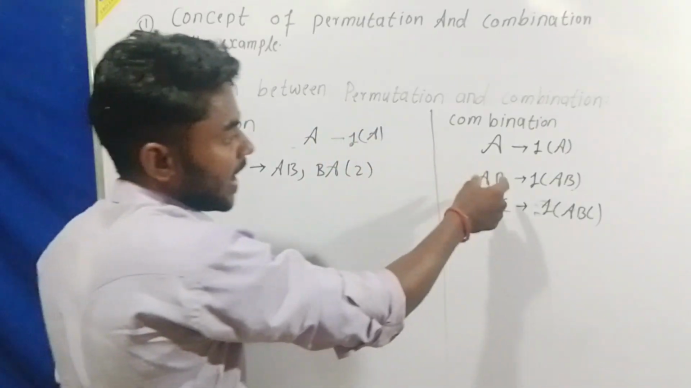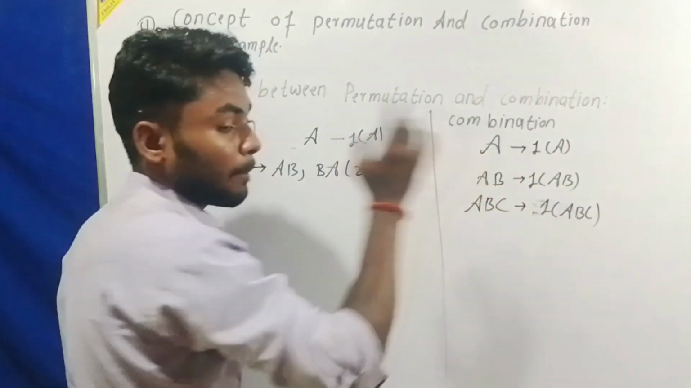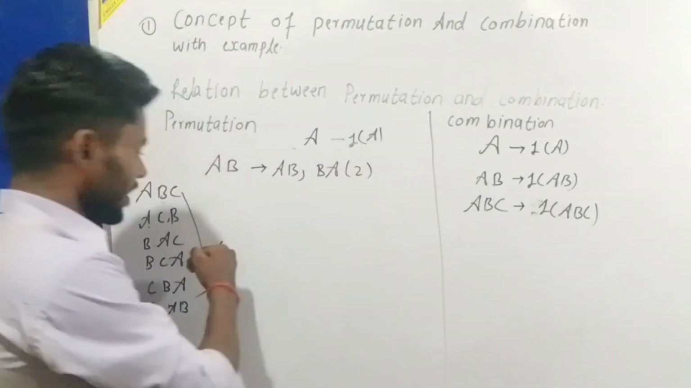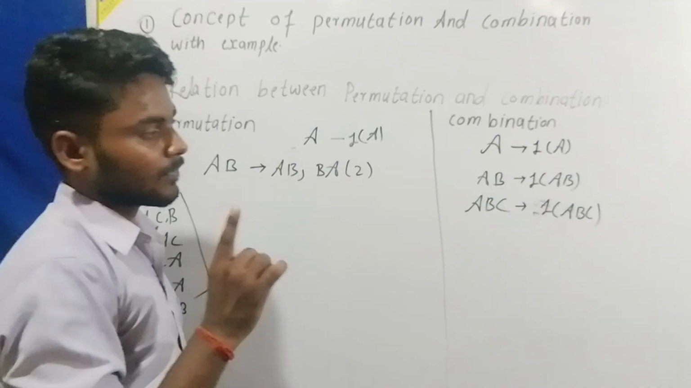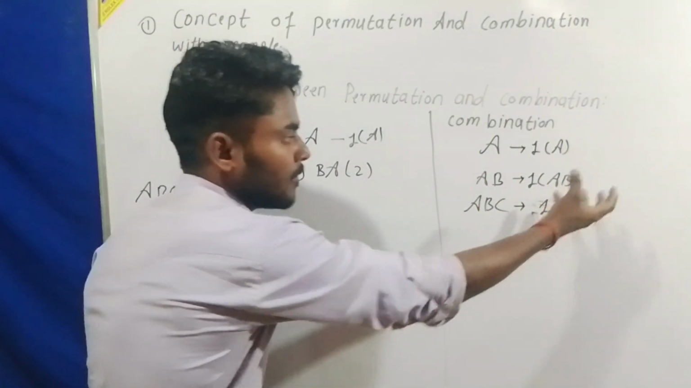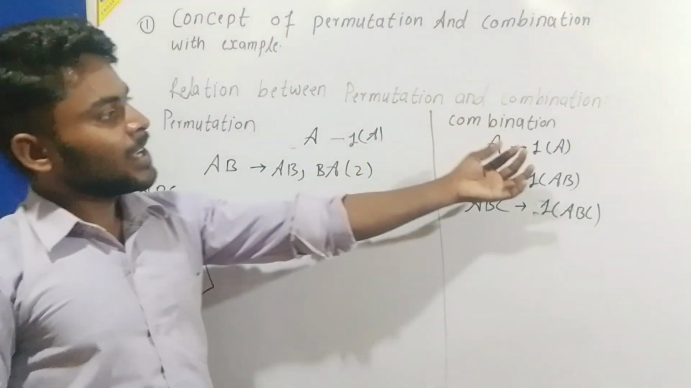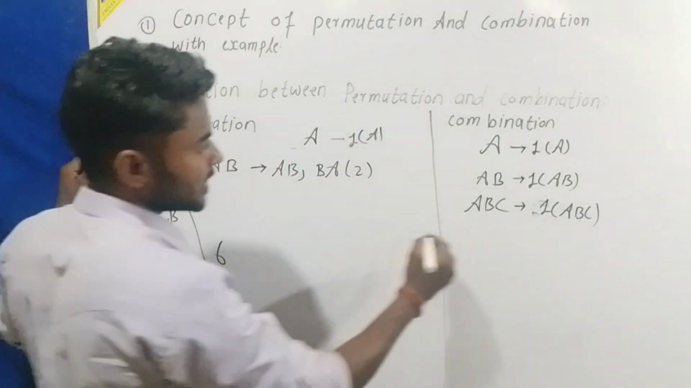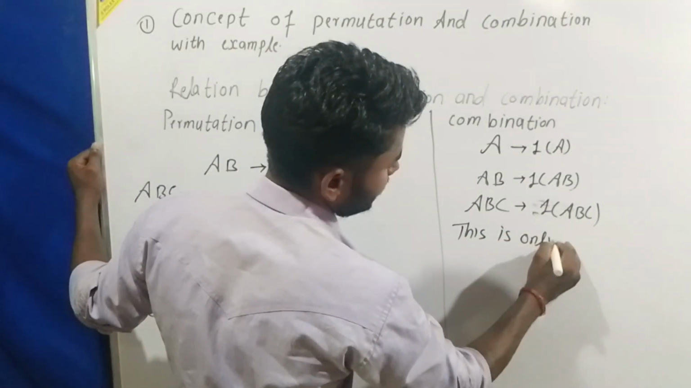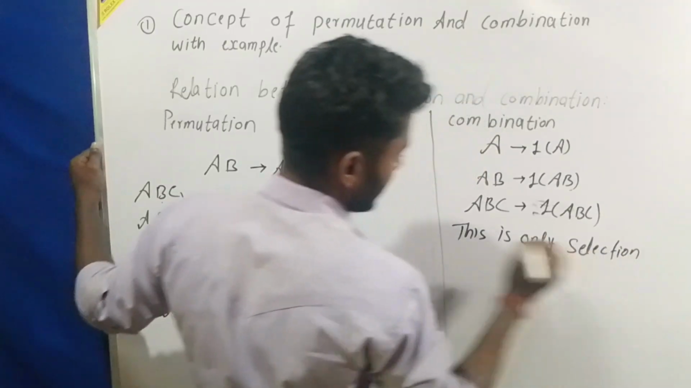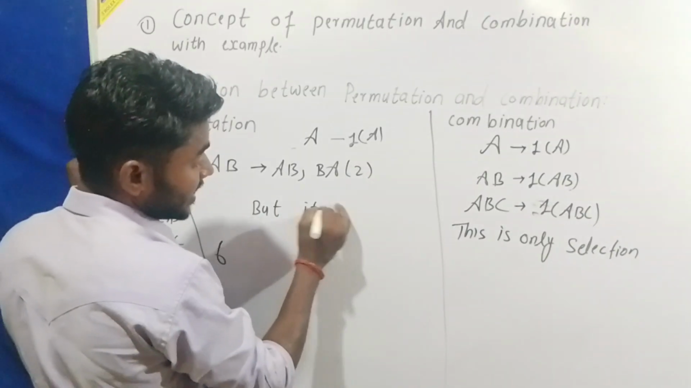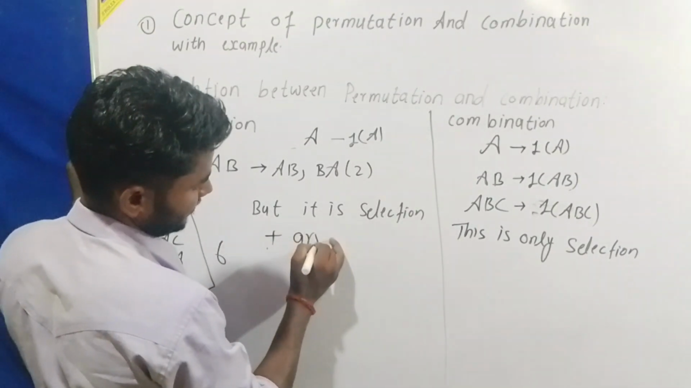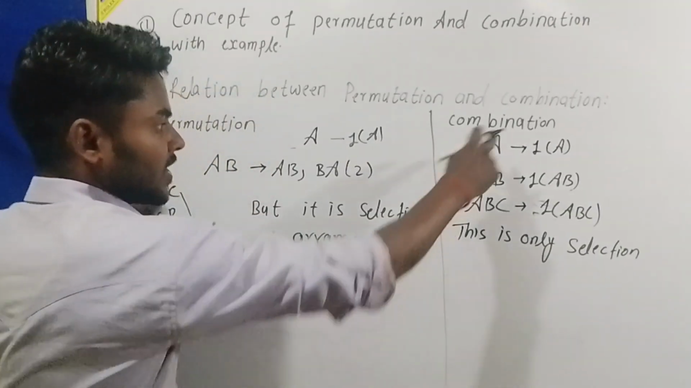What does it mean? In combination there is only selection, but in permutation, selection plus arrangement. Similarly, if we select ABC, only one group can be formed in one way. After selecting, if we arrange this ABC, there will be 6 possibilities. It means combination is only selection, permutation is selection plus arrangement. Can we say like this? From this example we can prove it.